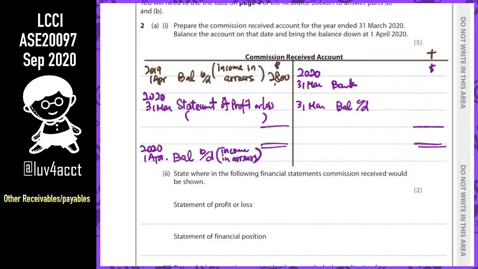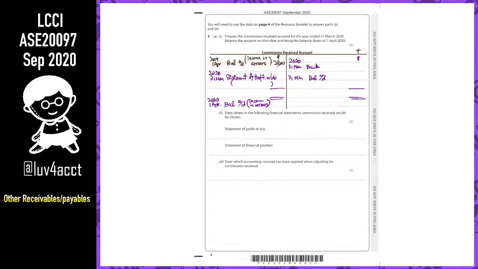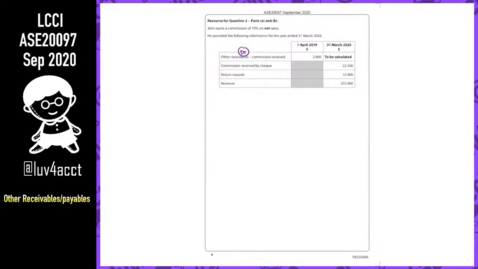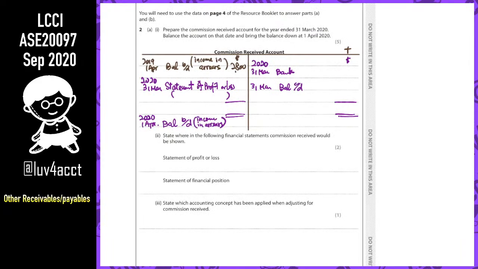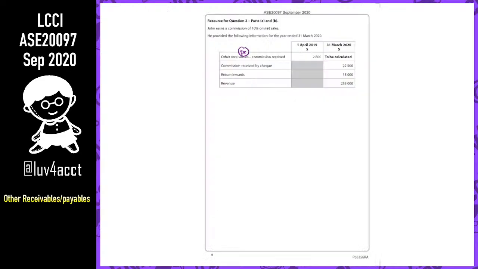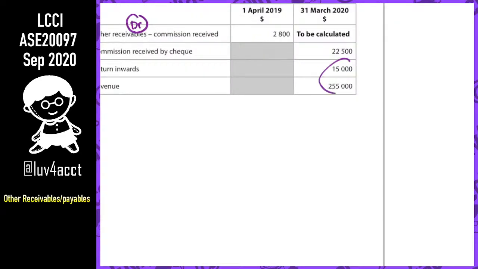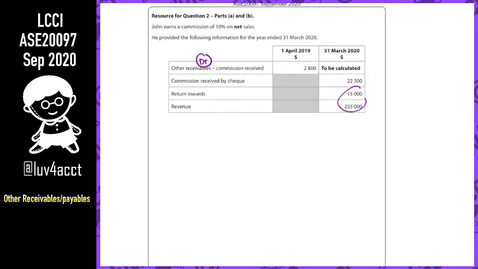So we are given the amount of cash received from commission directly, 22500. So let us put it there first. 22500 amount received from commission. And then how much should be transferred? How much is the commission income? We can calculate it directly here. 10% on net sales.